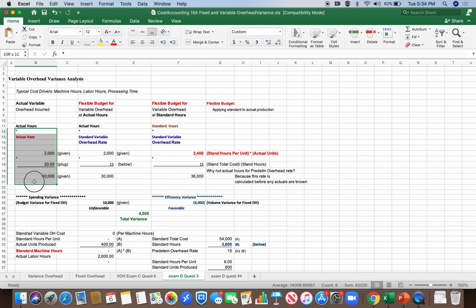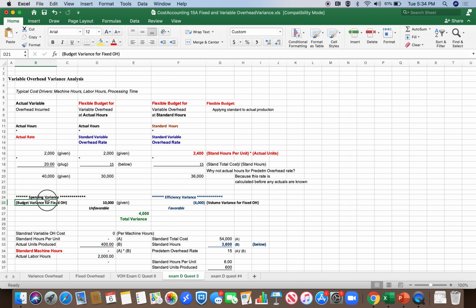The numbers on the left, as I mentioned, are actual numbers. That's what we actually incurred. That obviously happens after we budget. And what we have in the middle is the flexible budget for variable overhead at actual hours. So we use actual hours, 2,000, which corresponds to what's in black. The standard variable overhead rate is 15, which corresponds to what's in blue right here. And you'll see that we multiply down and we have 30,000.